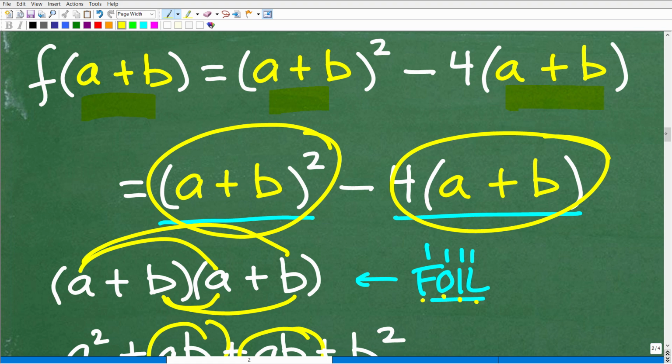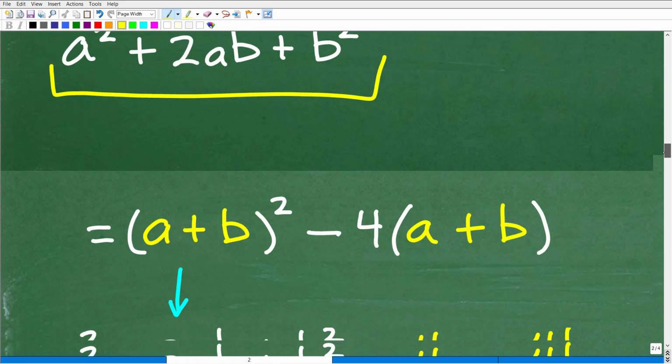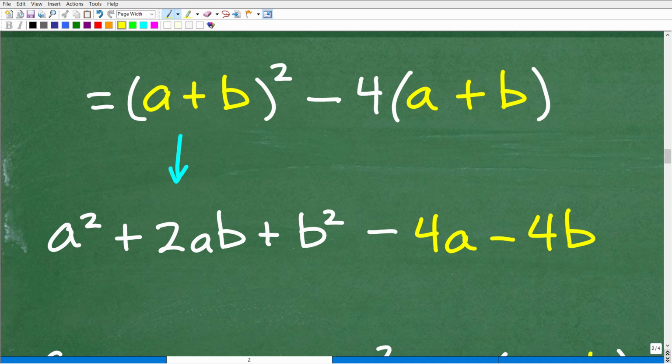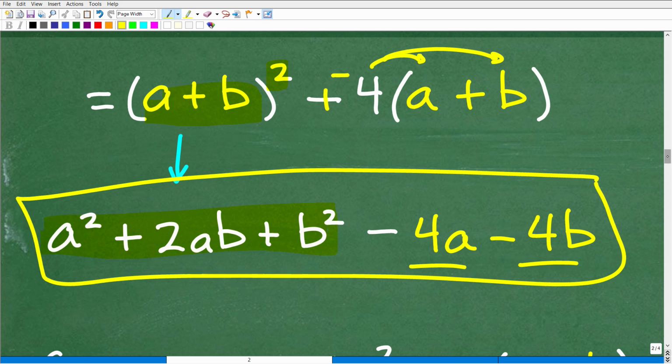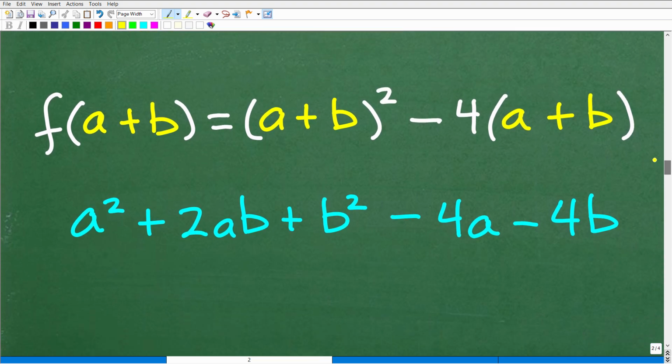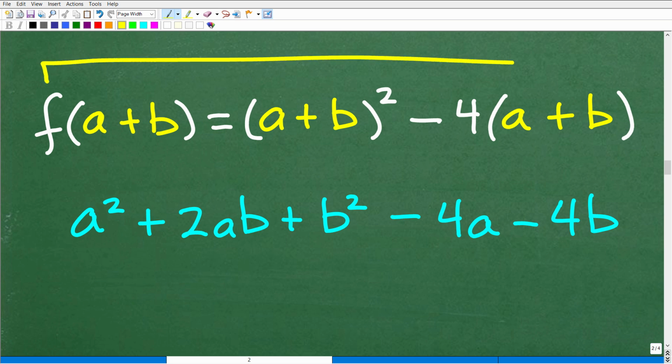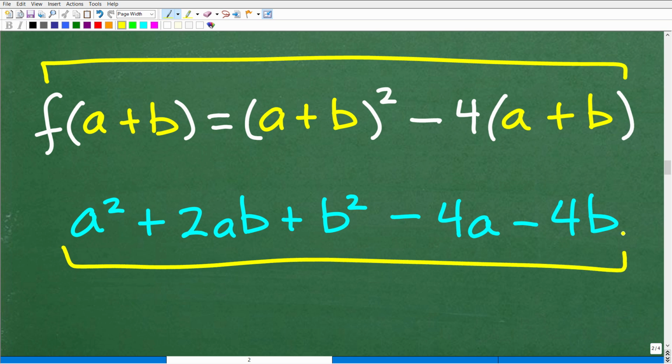However, we still need to clean this up as well. So let's go ahead and do that now. Okay, so just to kind of see where we're at again. So we have a plus b squared. We got this trinomial right there. And now I have minus 4 times a plus b, or I can think of this as plus negative 4. Just use the distributive property. So negative 4 times a is negative 4a, negative 4 times this b, negative 4b, and this would be my final expression, okay? So f of a plus b for this particular function, this was the setup, and this was the answer.